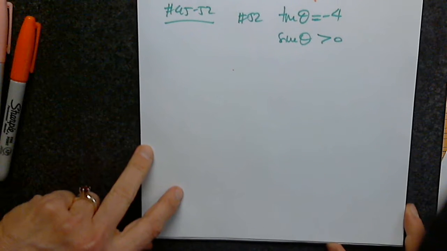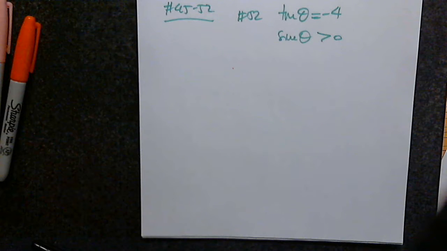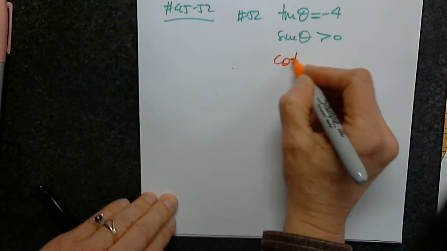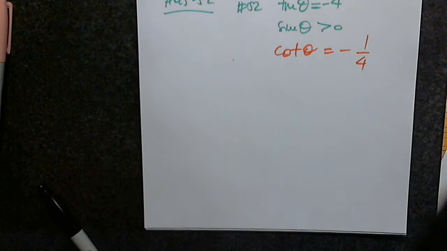So what is this question requiring us to do? We're given tangent. We're also told that sine is a positive number. And we're asked to find sine, cosine, cotangent, secant, cosecant. Very good. My first thought is, yes, you're right, I could determine cotangent in a blink. Cotangent theta equals... Very good. So that's done.